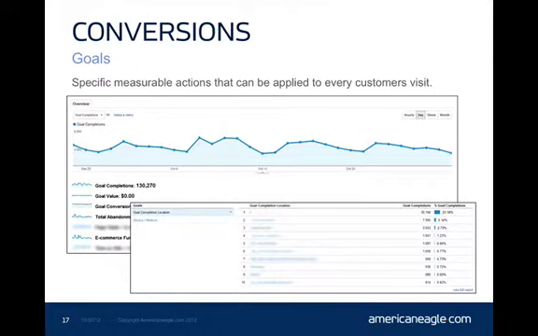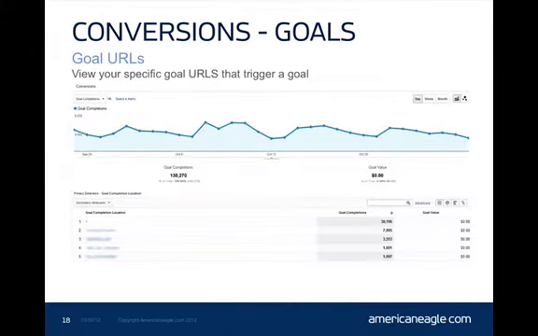The overview page will show you a graph of your goals for a specific period of time and your specific goal URLs. Goal URLs are added when creating a goal. Additionally, you can add a wildcard to your goals that will trigger a goal whenever a certain page name or extension is hit. These URLs will be listed here on the Goal URLs page.